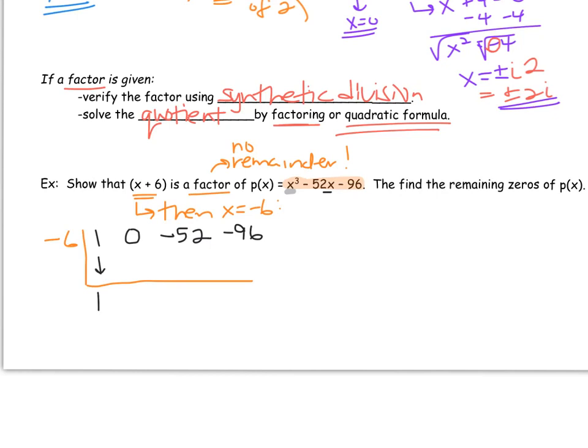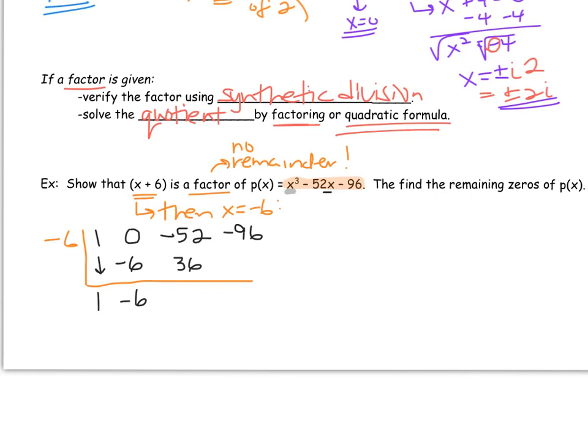1 times negative 6 is negative 6, and it goes in that next column. And then we add the two numbers together. 0 plus negative 6 would just be negative 6. Multiply that to the number on the left. Negative 6 times negative 6 is positive 36.